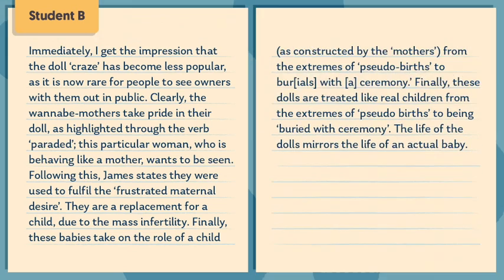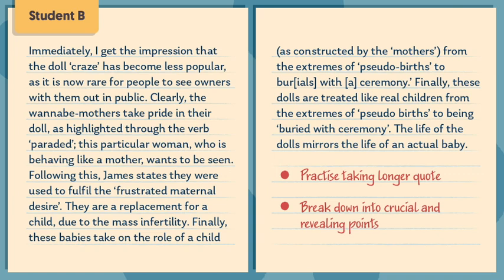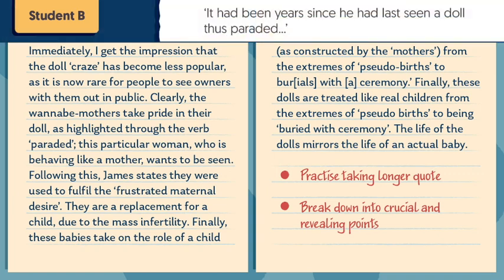To support you in achieving an effortless response like this, it might help to practice taking a longer quote and breaking it down into the crucial and revealing points. For example, student B could have used the whole quote from the text. It had been years since he had last seen a doll thus paraded, but instead they identified that the key word in the quote to form the impression of pride was the verb paraded. So they only included this one word, saving them time.